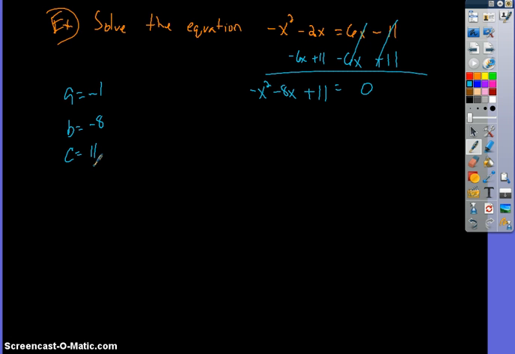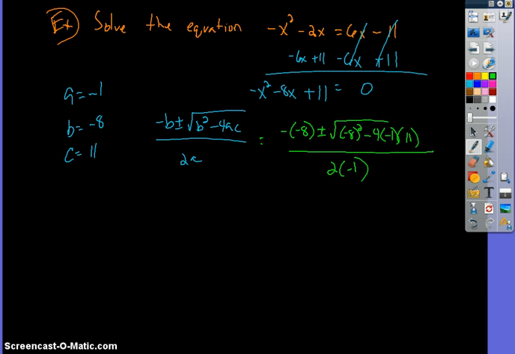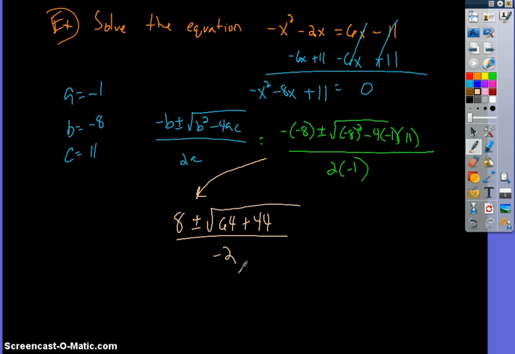And I'm going to plug into my quadratic formula, which is negative b plus or minus the square root of b squared subtract 4ac all over 2a. And then go to evaluating that stuff in there. After you plug it all in, you should wind up having this. And after you get to this, you should simplify it. Negative negative 8, well, this is positive 8 now, plus or minus the square root of 8 squared is 64. A negative and a negative is a positive now, so I've got a plus sign here. So 4 times negative 1 times 11 is 44, all over negative 2. So this now gives me 8 plus or minus the square root of 108, all over negative 2.